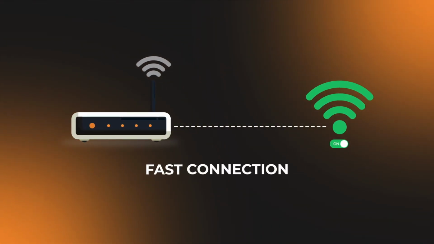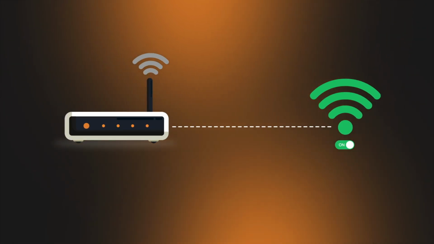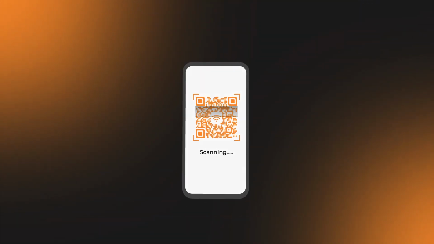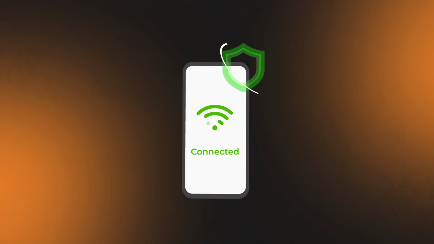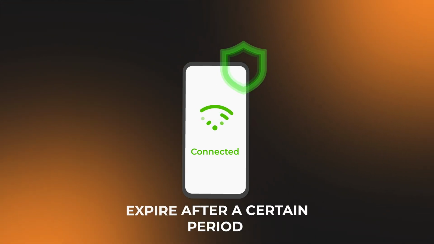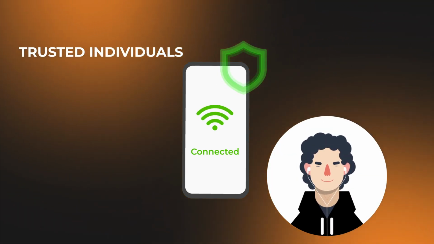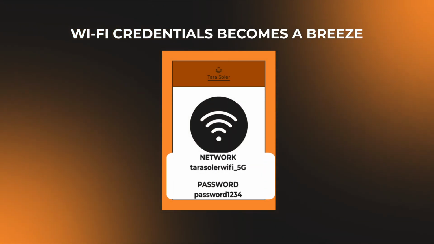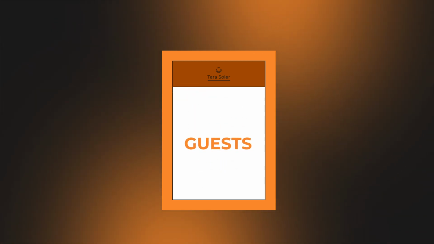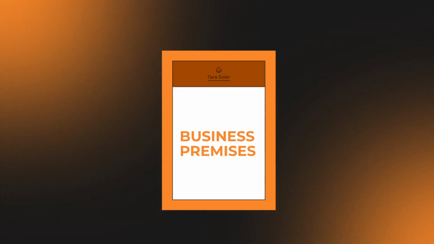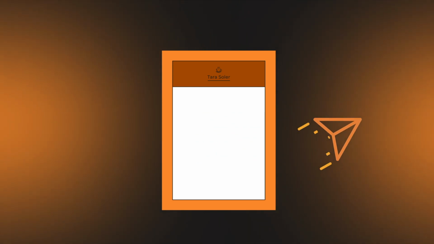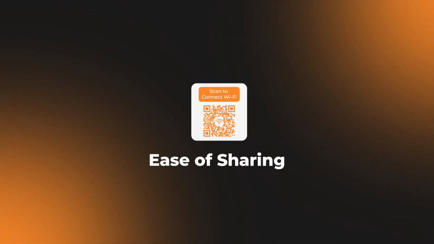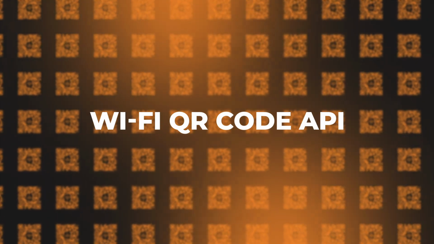Well, there are several benefits. Let's go over some of them. Firstly, with a Wi-Fi QR code, connecting to a network is incredibly fast. No more fumbling with passwords, just scan the code and you're in. They are also more secure. You can set them to expire after a certain period, ensuring that only trusted individuals have access to your network. Lastly, sharing your Wi-Fi credentials becomes a breeze. You can print out QR codes for guests, display them on your business premises, or even send them via messaging apps.